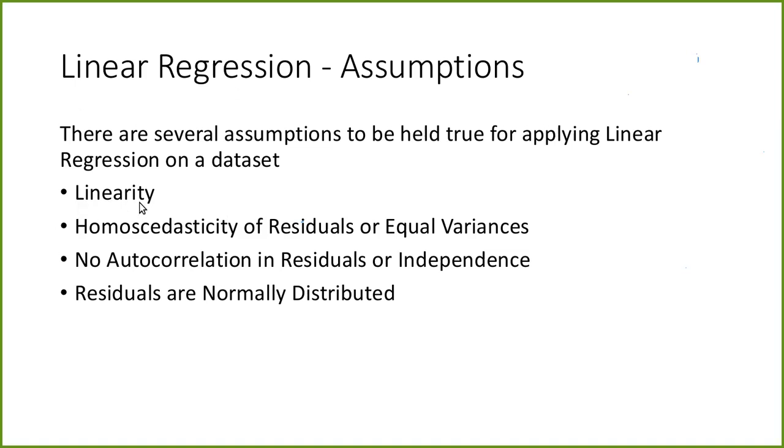The first one is known as linearity. Linearity is the first assumption. The second one is known as the homoscedasticity of residuals. So don't be afraid, this is a very simple term. Simply, it is known as equal variances. Linearity means there should be a linear relationship between x and y. Simple, right? Earlier also we said that by looking at the scatter plot, this data should have a linear relationship. That is the linearity assumption.